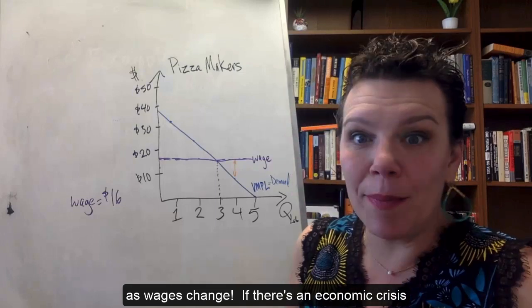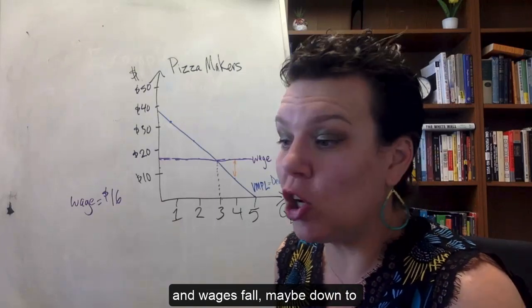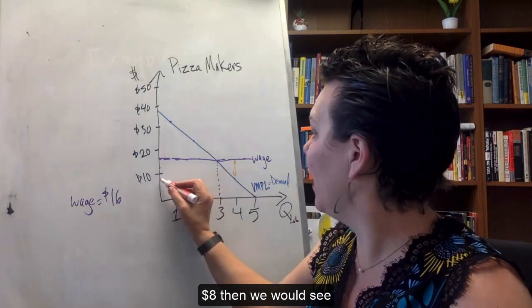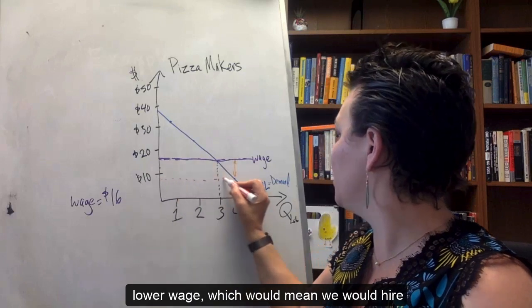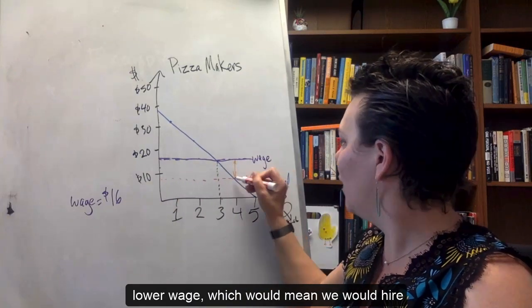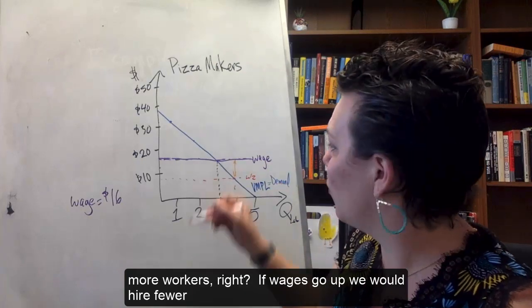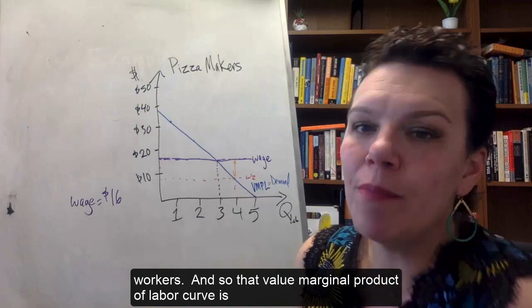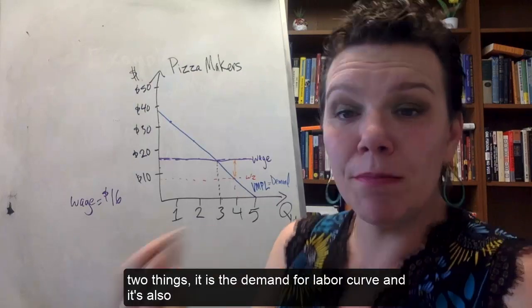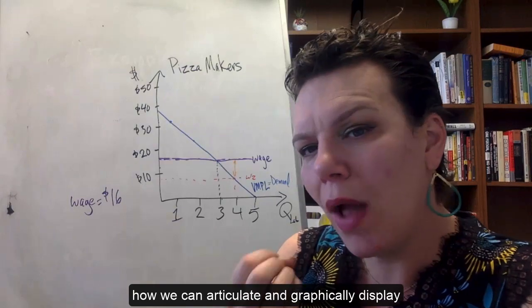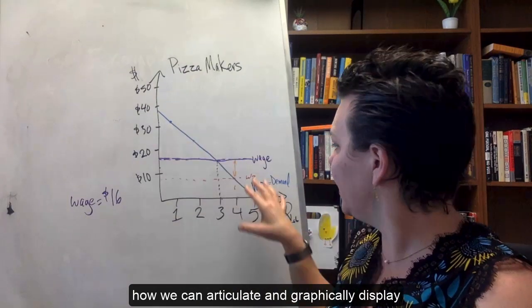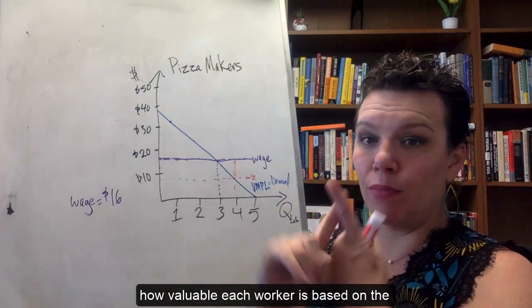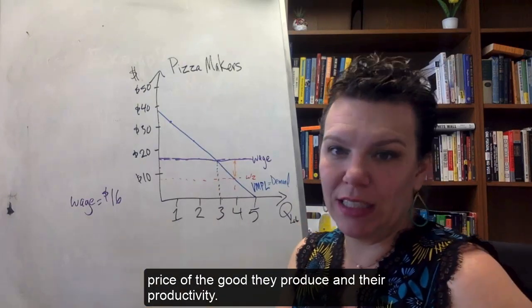If there's an economic crisis and wages fall, maybe wages fall down to $8, then we would see a lower wage would mean we would hire more workers, right? If wages go up, we would hire fewer workers. And so that value marginal product of labor curve is 2 things. It is the demand for labor curve, and it's also how we can articulate and graphically display how valuable each worker is based on the price of the good they produce and their productivity.